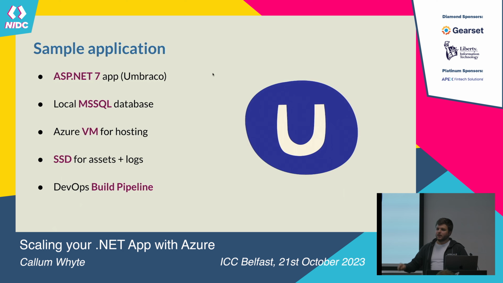Okay, I said I was going to talk about Umbraco. Umbraco is an open source .NET CMS. It's excellent. If you're looking for a .NET CMS, I highly recommend it. But you don't need to know about that today. For all purposes, this application is an ASP.NET Core 7 application. Typically, I'd host that with a MySQL database, and that would be probably on a server. If I'm running locally, that's definitely on a local SQL instance. I've decided I'm going to put it on an Azure VM to host it. It's got an SSD where I keep my assets, my static files, and my logs. And yeah, I've got an Azure DevOps pipeline that can build and deploy that application. It's just a .NET application.